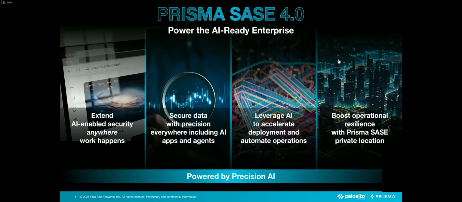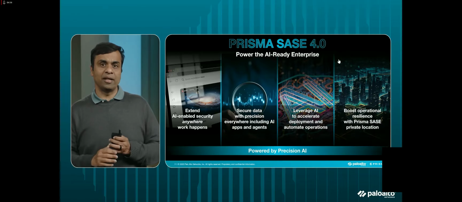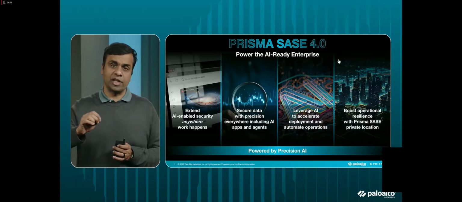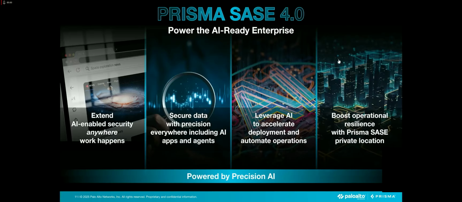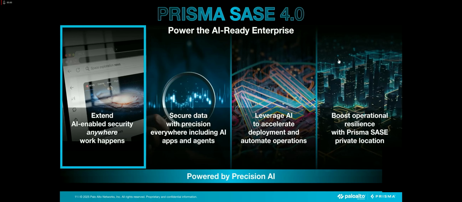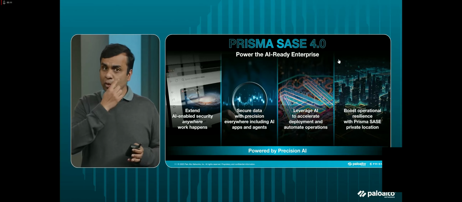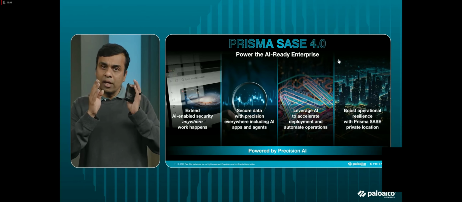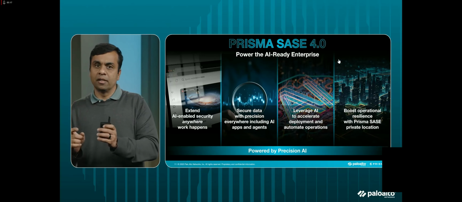So with that context, let's look at some of the key innovations in SASE 4.0. Innovations that are designed to power the AI-ready enterprise and help organizations stay secure, agile, and resilient. So first, we are extending AI-enabled best-in-class security anywhere work happens. That includes the browser. Browser is the new workspace. And what we're doing is securing the browser to stop the most advanced and evasive attacks.